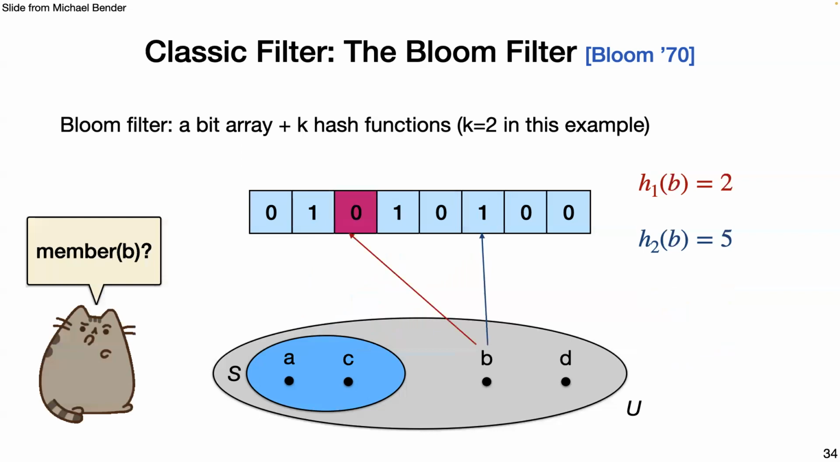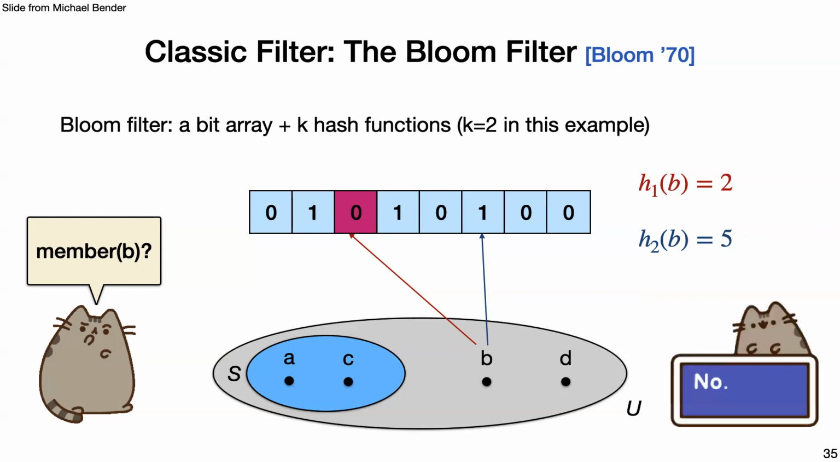Okay, so we're going to ask, is B a member of our set? Well, we use the hash functions in the same way. We look at h sub 1 and h sub 2, and that gives us 2 and 5. This is slot 2 and this is slot 5. If both of them are set, then we can return yes. And if at least one is unset, then you return no, because if it was in there, both of them would have to be set. And so you see that this is 0, so you can say, no, it's not in the set, because at least one of the bits was 0 in the Bloom filter.